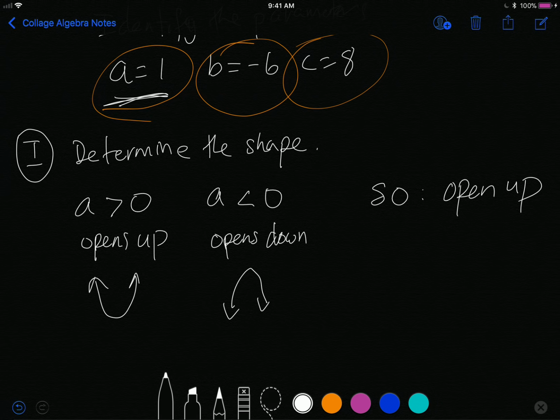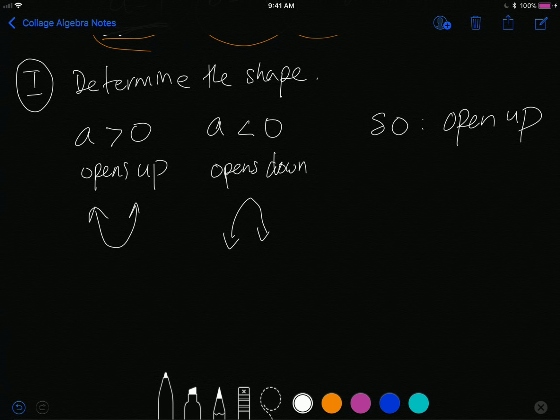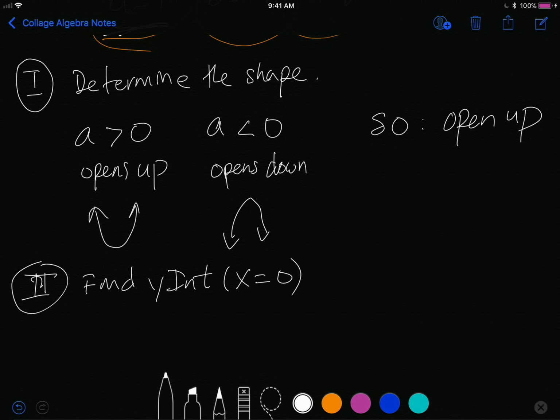One step down, 55 million to go. Woo-hoo. That's the first step right here. The second step is to find the y-intercept. Remember that if you're looking for the y-intercept, you set the other letter equal to 0. So if I'm looking for the y-intercept, then I set x equals 0.